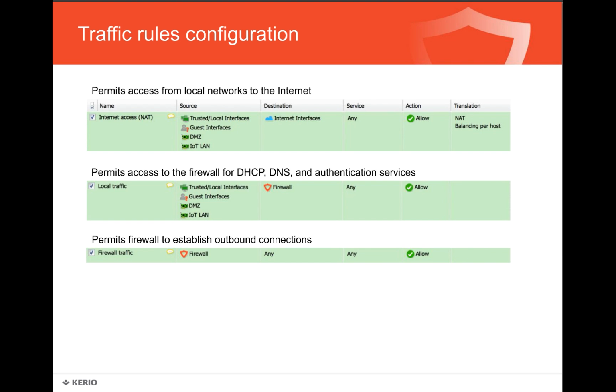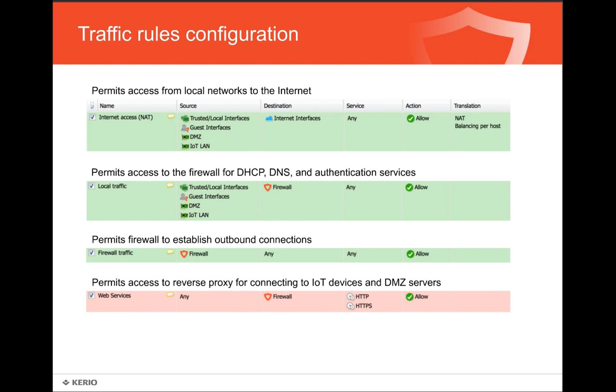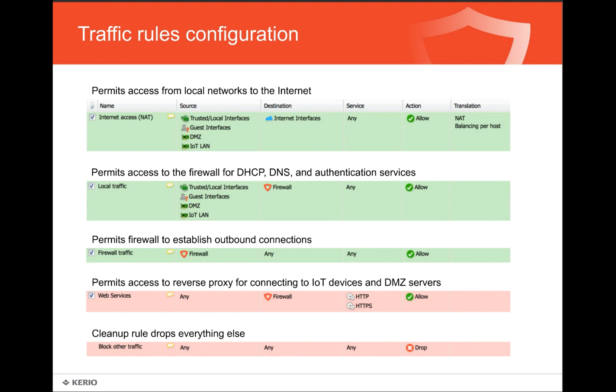Third one permits the firewall to establish an outbound connection, so to the outside world. And the fourth one permits access to the reverse proxy for connecting to IoT devices and DMZ servers, so you can put, for example, the DMZ and the IoT devices behind the reverse proxy. And the last one is the cleanup rule, which drops everything else. So whatever is not matching one of those rules will be dropped, and of course this protects your network.